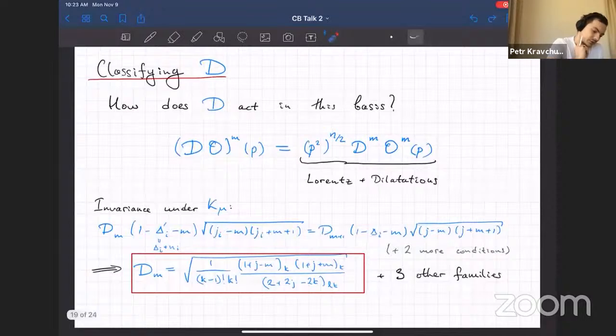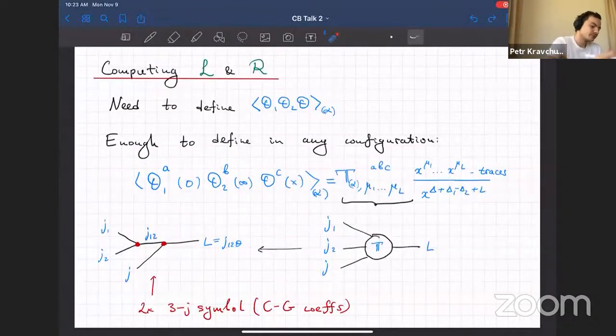So I will now discuss the 3-point tensor structures and how we compute the action of these operators on the structures. But before that, are there any questions about what I've just covered? Okay.